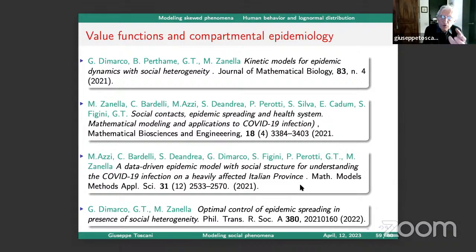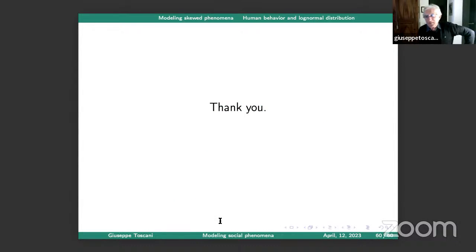So for example, to study the evolution of COVID-19, using the fact that this diffusion is strongly related to the number of social contacts, and social contacts are a social phenomenon. So we thought to join classical models of compartmental epidemiology with a social description of contacts. This is what we did together with Benoit Perthame and other co-workers in 2021, and from this many other papers followed, and I think that this is all. Thank you.